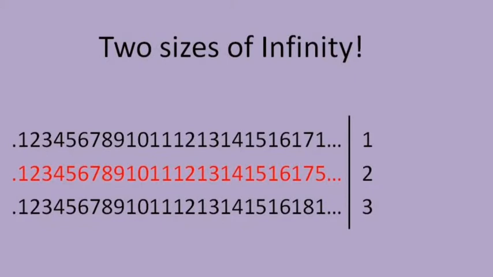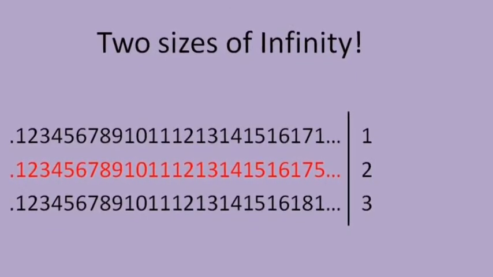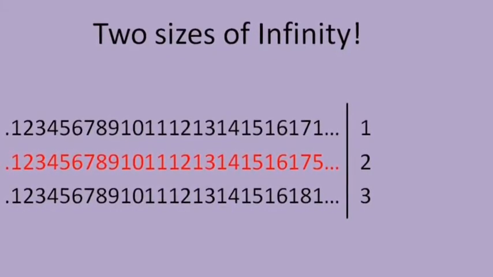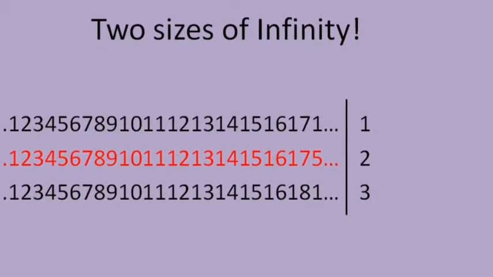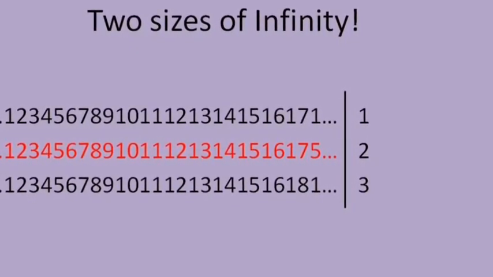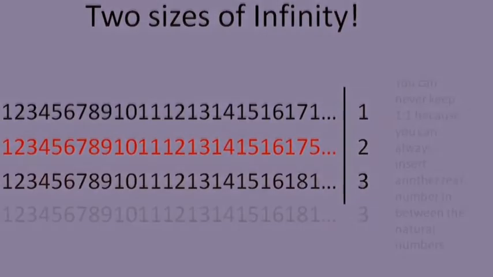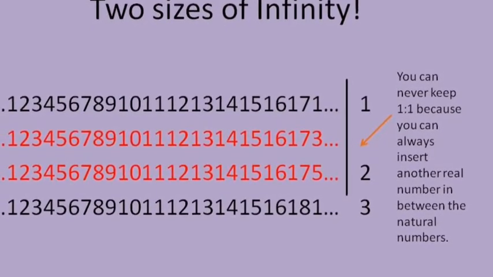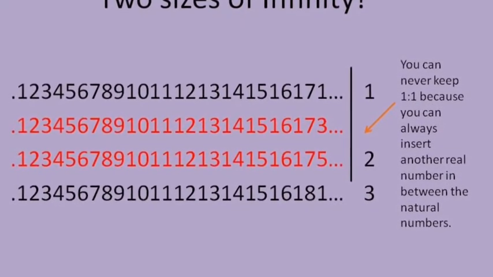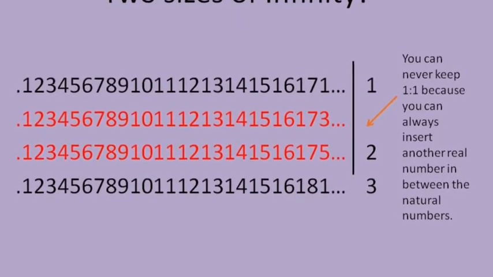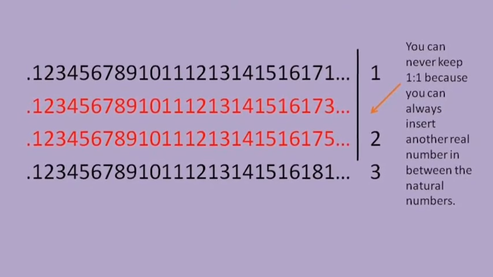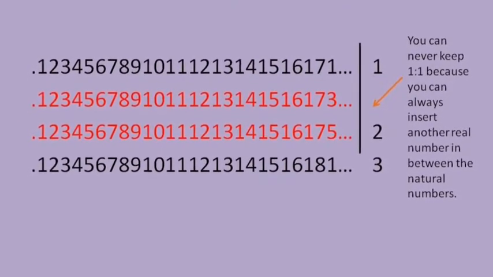If I line these up and perform one-to-one correspondence with the natural numbers, you can see the first long infinite decimal matches with 1, the red infinite decimal matches with 2, and the third black infinite decimal matches with 3. But look what happens. As soon as we think we have them matched up, you can place another infinite decimal in the middle where you're just changing one digit. You can never keep one-to-one correspondence because you can always insert another real number between the natural numbers. Therefore, the real numbers are larger than the natural numbers.